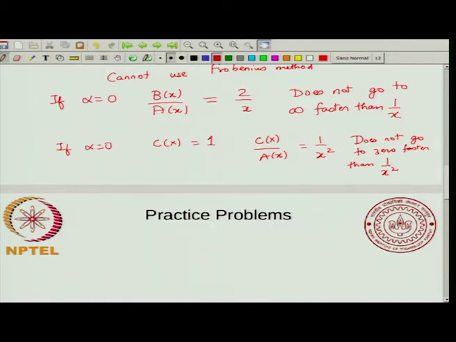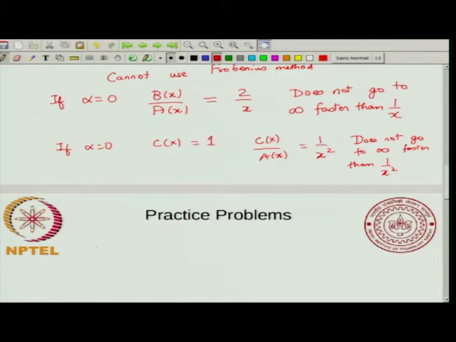Similarly, this goes to infinity. I am sorry, I am making this mistake repeatedly, but it should be go to infinity. Okay. So, c of x by a of x does not diverge faster than 1 by x square. Similarly, b of x by a of x does not diverge faster than 1 by x.